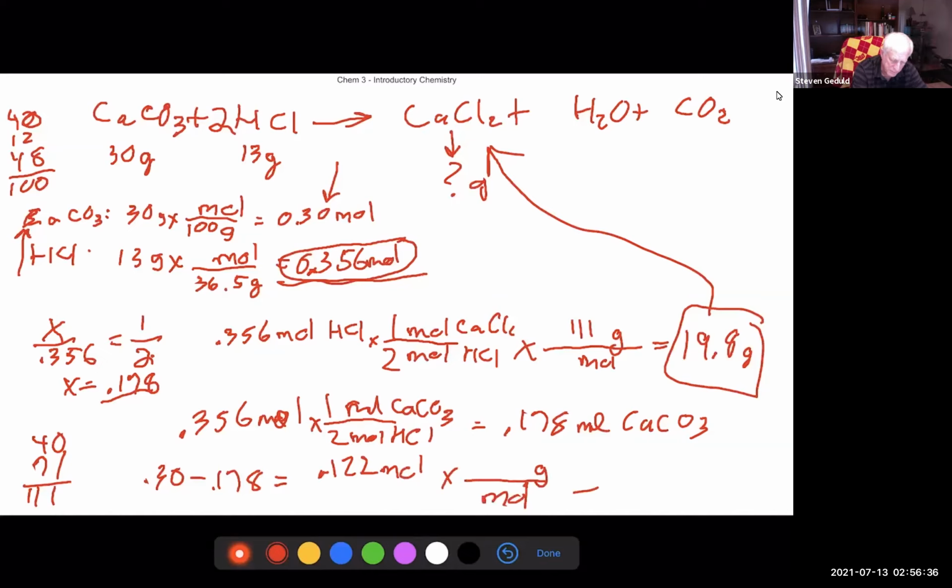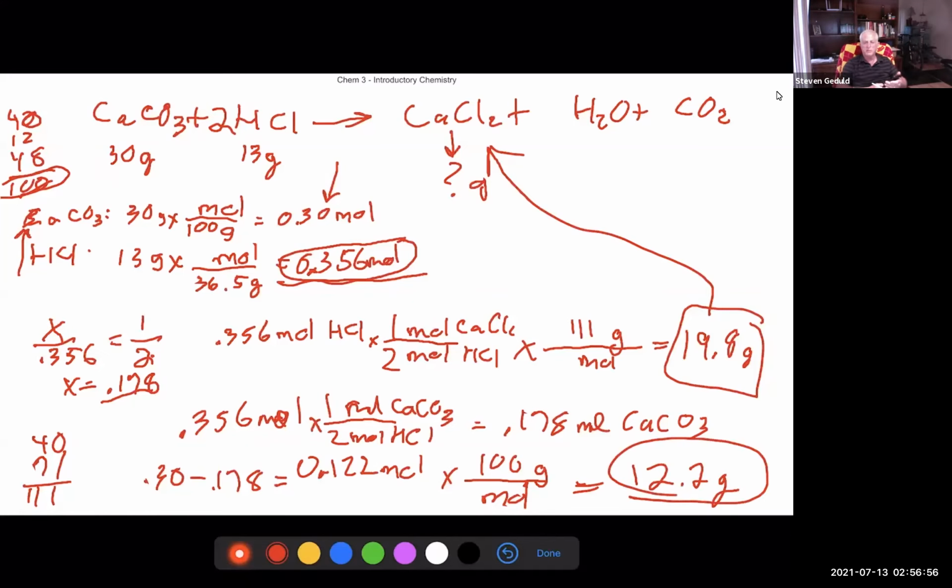And you want to convert that into grams. How many grams per mole? Calcium carbonate was 100 grams per mole. We calculated that already right here. So 0.122 times 100 is 12.2 grams of calcium carbonate left over. Did that make sense? Yeah. Okay, perfect.